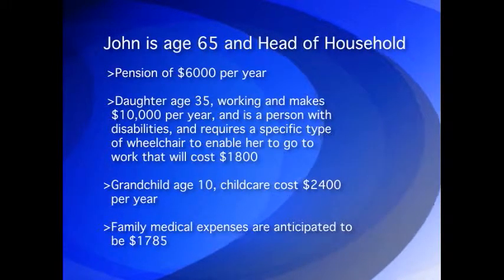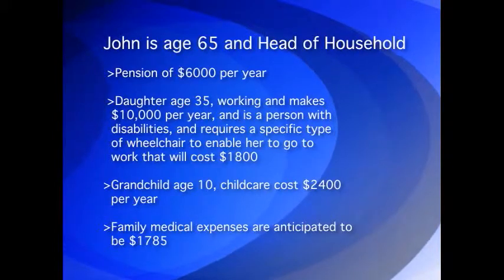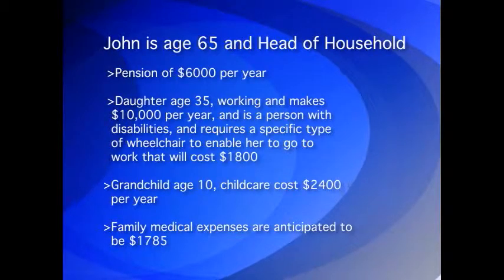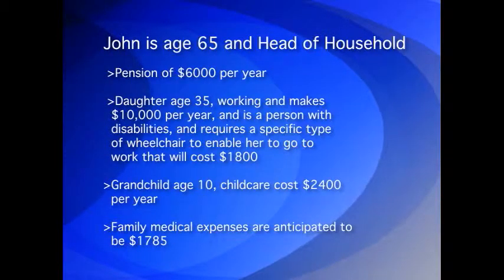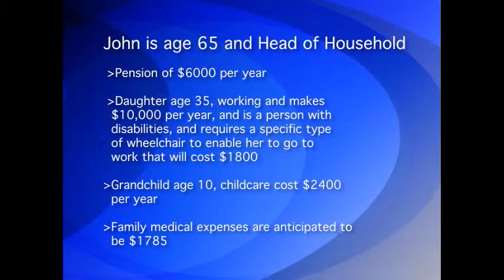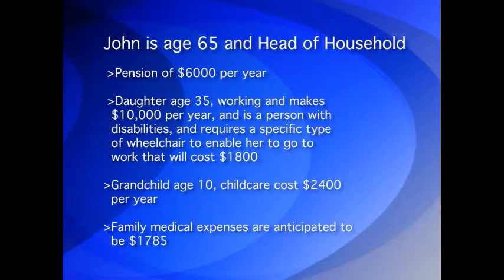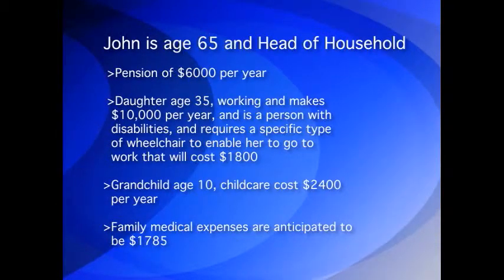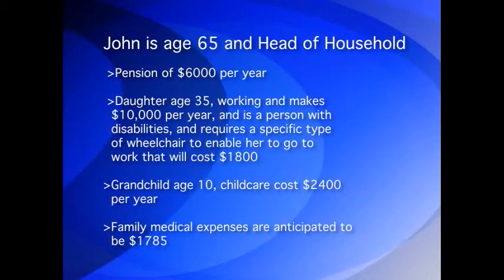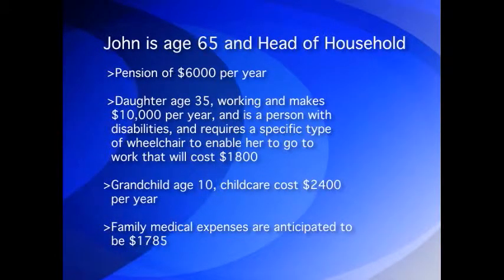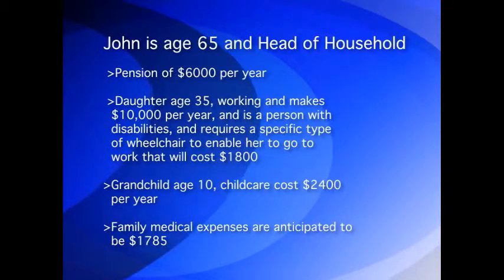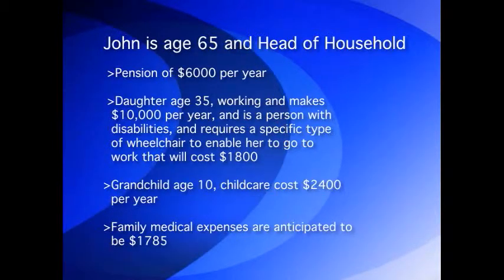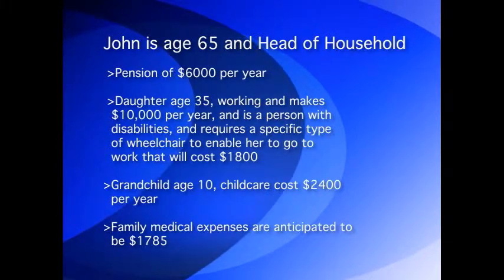His daughter, who's 35 years old, is working, earns $10,000 per year. She happens to be a person with disabilities and requires a specific type of wheelchair to enable her to go to work. It's going to cost her $1,800. John's grandchild, who's 10 years of age, is also in the home. The family pays child care costs of $2,400 per year, and the family's medical expenses are anticipated to be $1,785. Let's take this information and calculate their adjusted income on the following page.